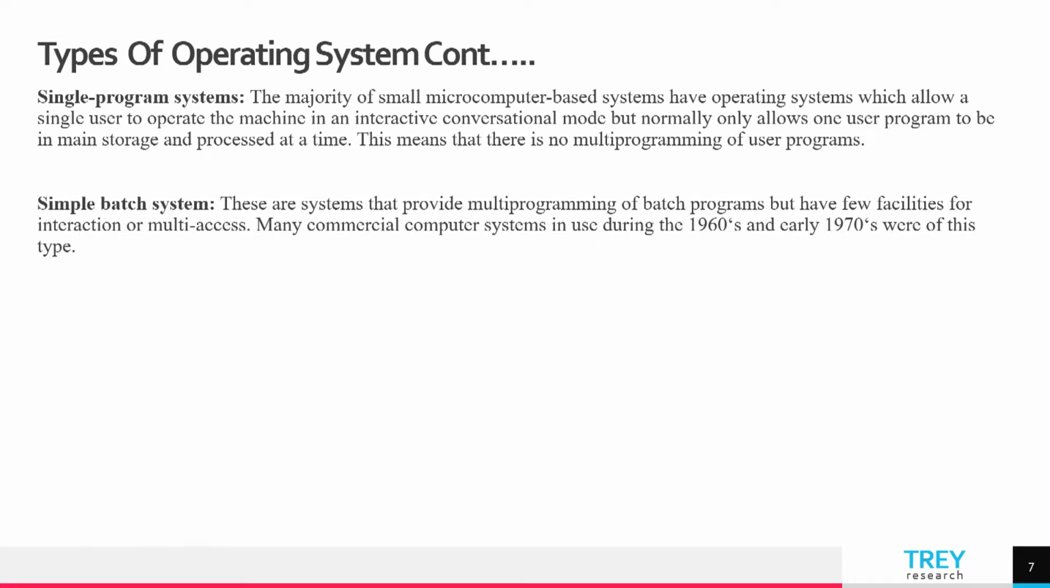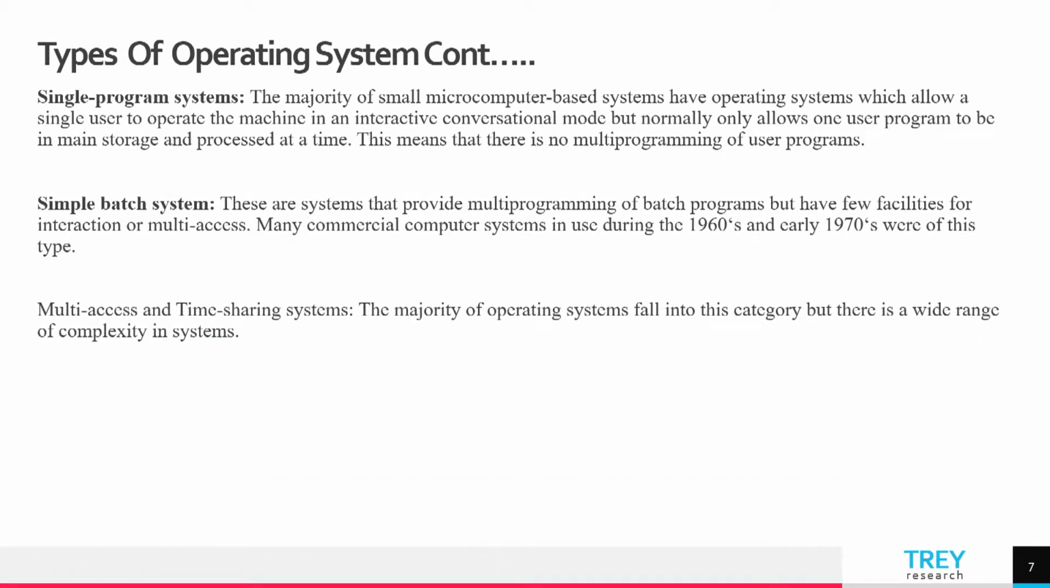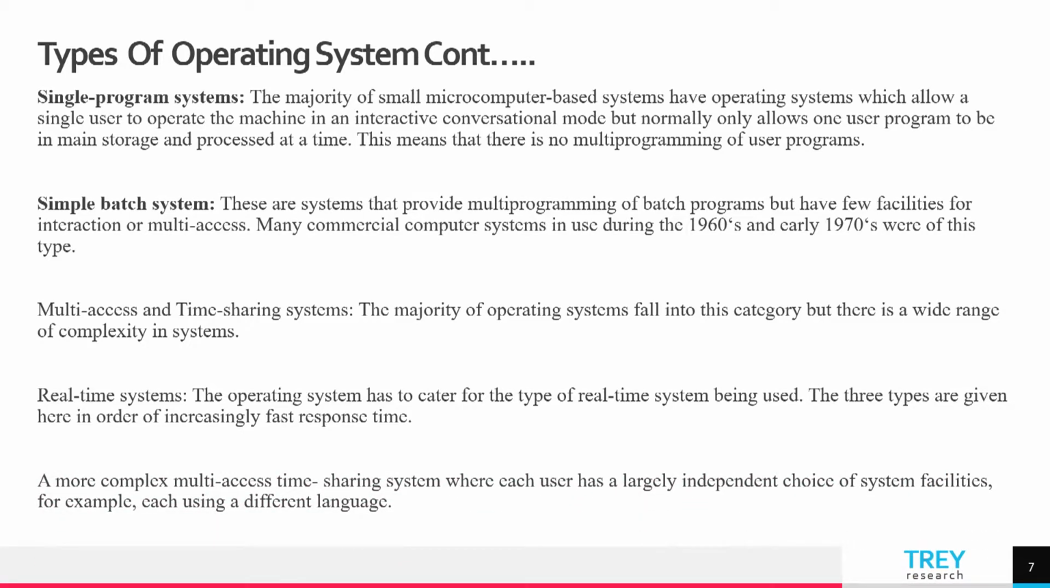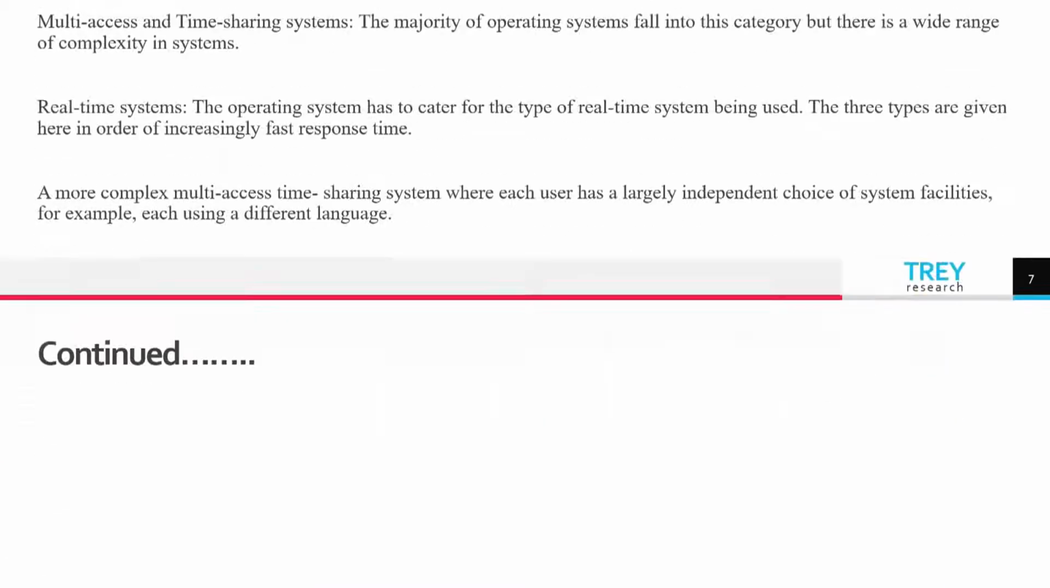There are also simple batch systems. These are systems that provide multi-programming of batch programs, but have few facilities for interaction or multi-access. We also have multi-access and time-sharing systems. The majority of operating systems fall into this category, but there is a wide range of complexity in systems. Then we also have what are called real-time systems. The three types are given here in order of increasing fast response time, a more complex mode.